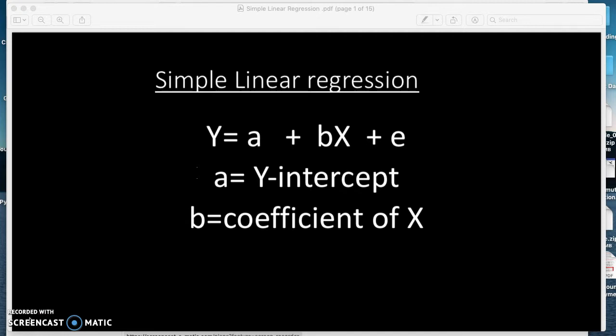So let's say we have an equation of the form y = a + bx, and in this case e stands for the error term. The goal is to estimate a and b such that we can check whether there's indeed a linear relationship between y and x. So a is called the y-intercept and b is the coefficient of x.